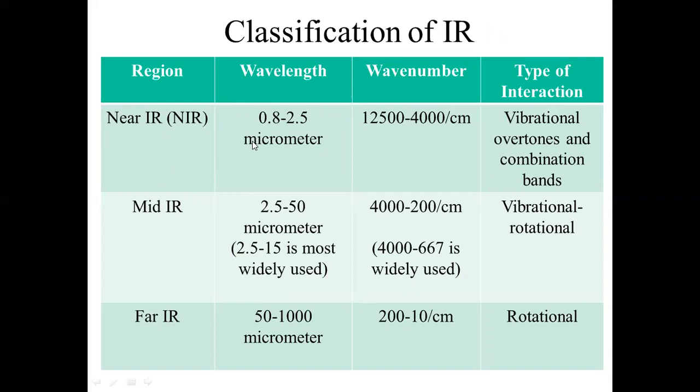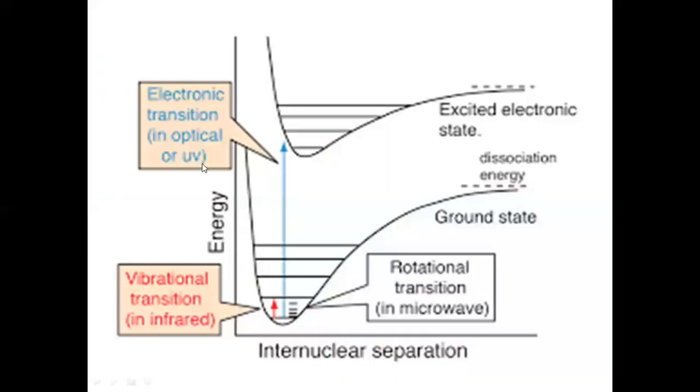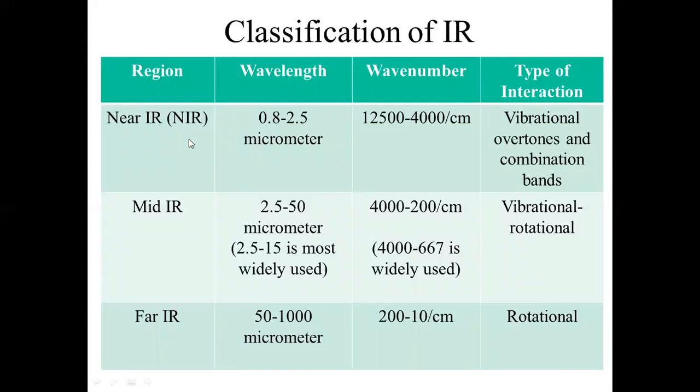With the wavelengths being given, 0.8 micrometers, which means 800 nanometers, to 2.5, which also corresponds to 12,500 to 4,000 per centimeter wave number. Then you have mid IR followed by far IR. Near IR is the high energy radiation in comparison to mid IR, and far IR is the least energetic radiation.